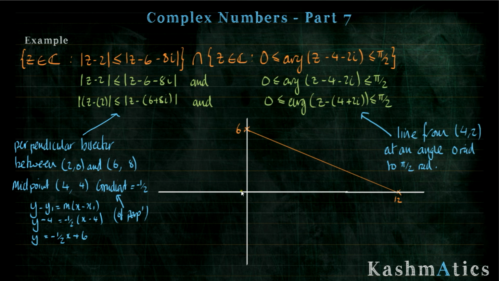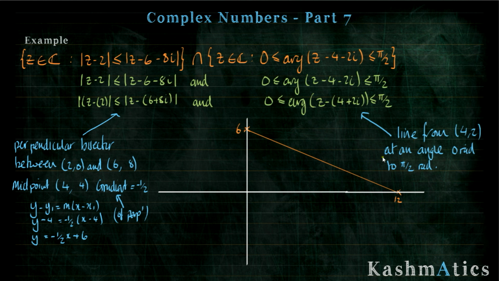All right, so let's have a look. (0, 0). The reason why it's easy is because my z term disappears, because that's what I'm swapping with (0, 0). So minus 2, the modulus of that would be just 2. And minus 6 minus 8i, if I was to square and add them together and take the square root, I'd get 10. Okay, so 2 is less than 10, which means this side of the line is fine. So I know the region is going to be underneath this line.